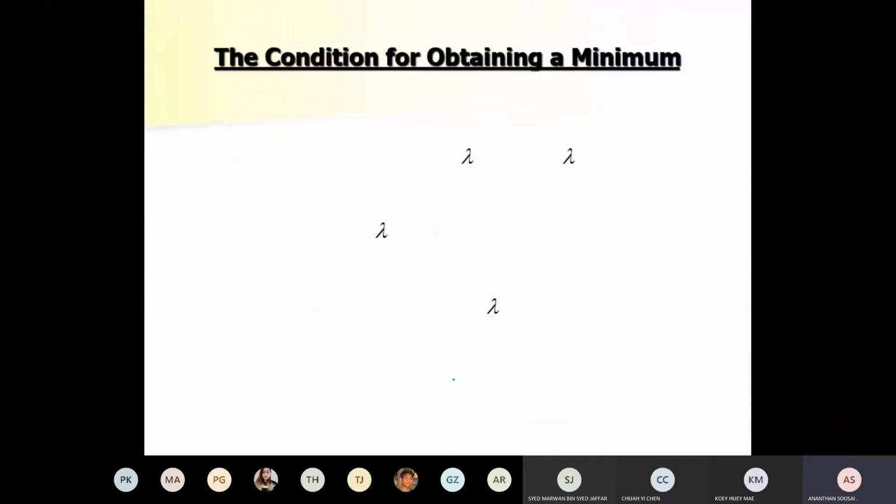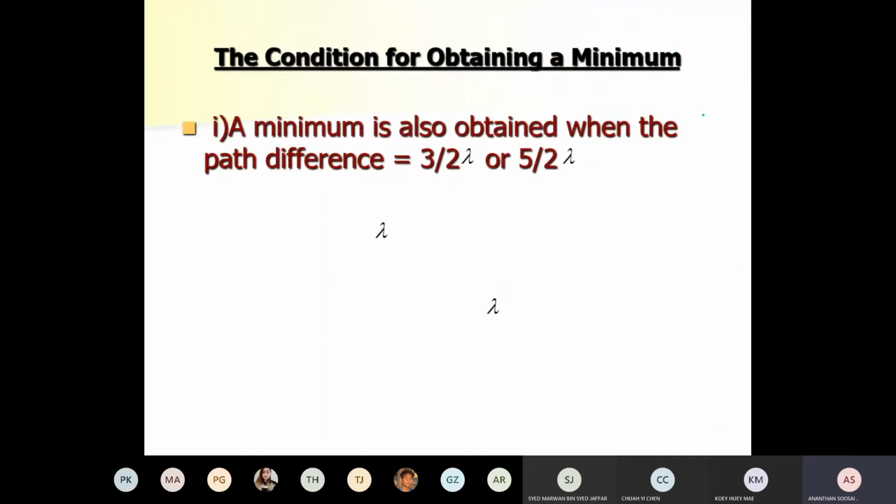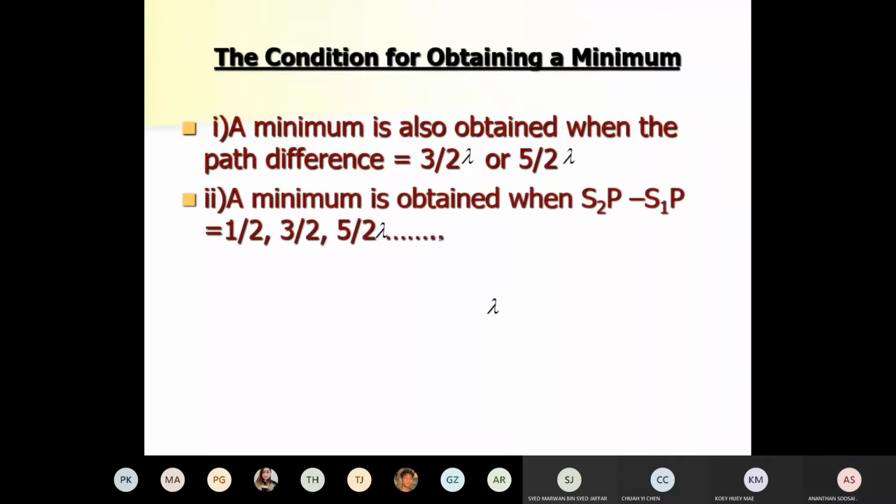Okay. So now you see the condition for minima. Minimum is a dark spot. What is the condition to have a minima? The condition for a minima is obtained when the path difference is half lambda, 3/2 lambda, 5/2 lambda. Why half lambda, 3/2 lambda?